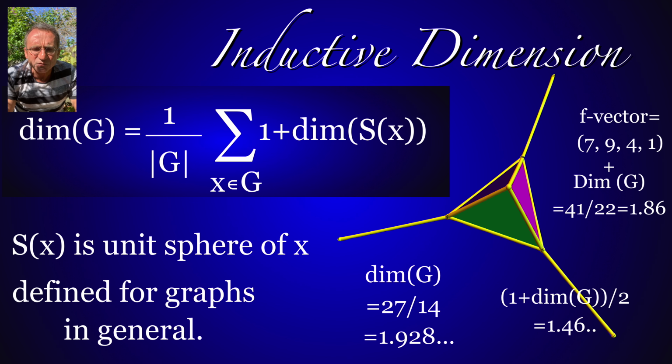Motivated by the inductive dimension for topological spaces, there is an inductive dimension for graphs or simplicial complexes. It cannot be stated directly in terms of the f vector, but it is recursively defined as 1 plus the average dimension of the unit spheres of the individual points. So we see here an example of a complex. We see the f vector, and we have computed also the average simplex cardinality, which is capital DEM, and then the small dim is the inductive dimension, and the augmented version is 1 plus dim.